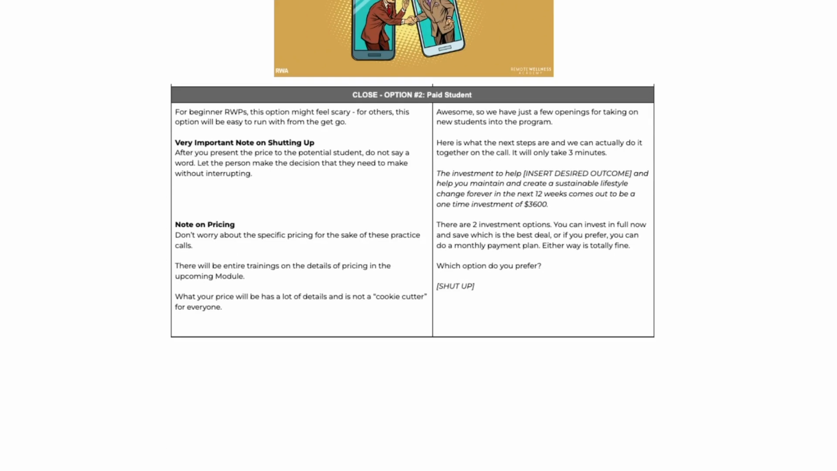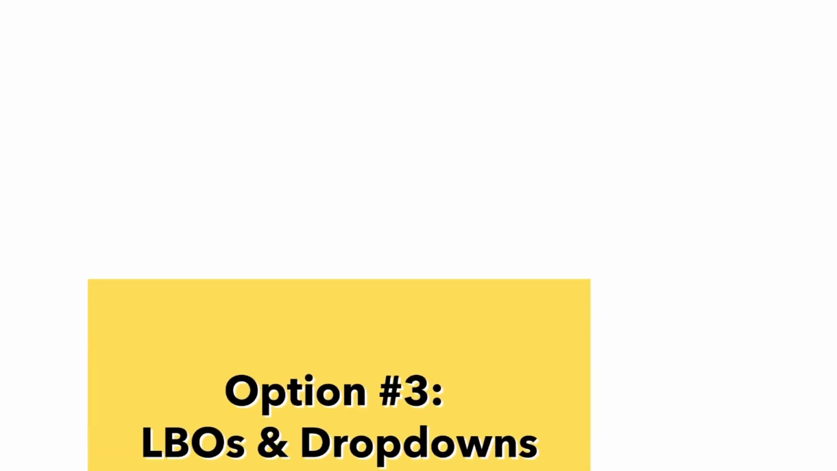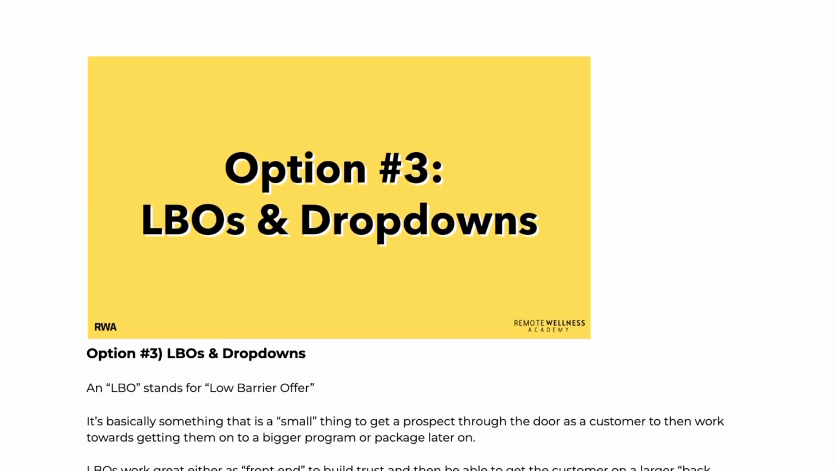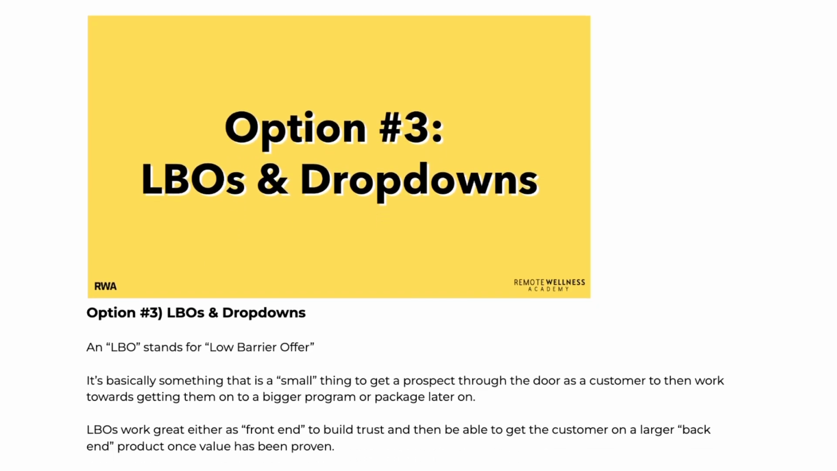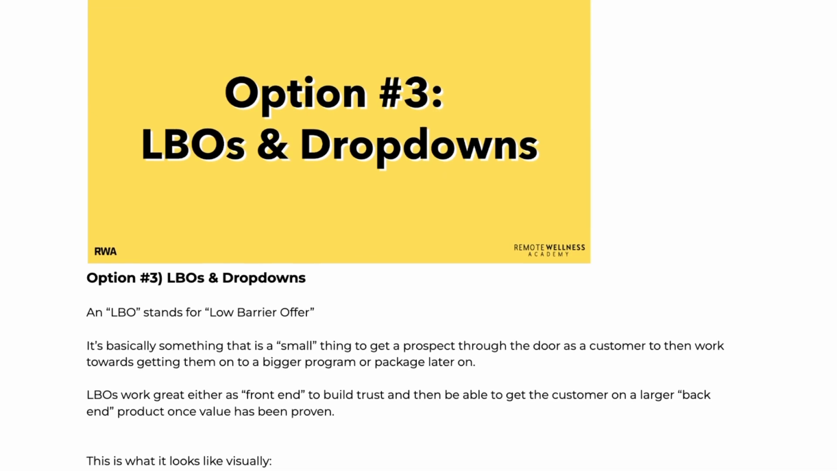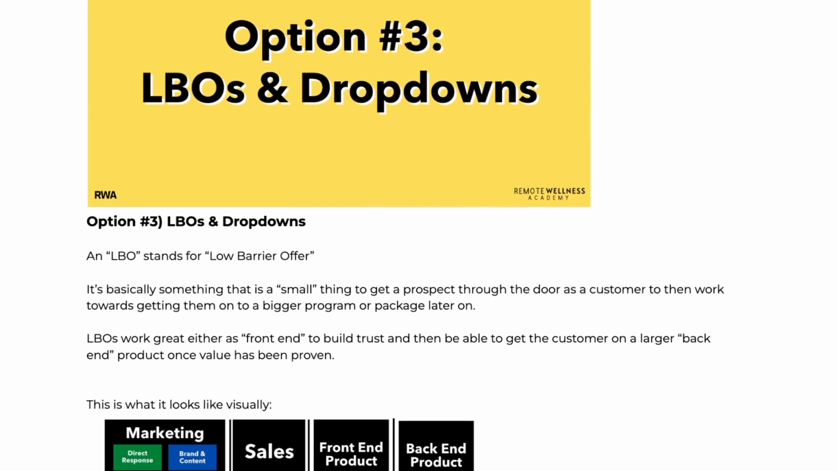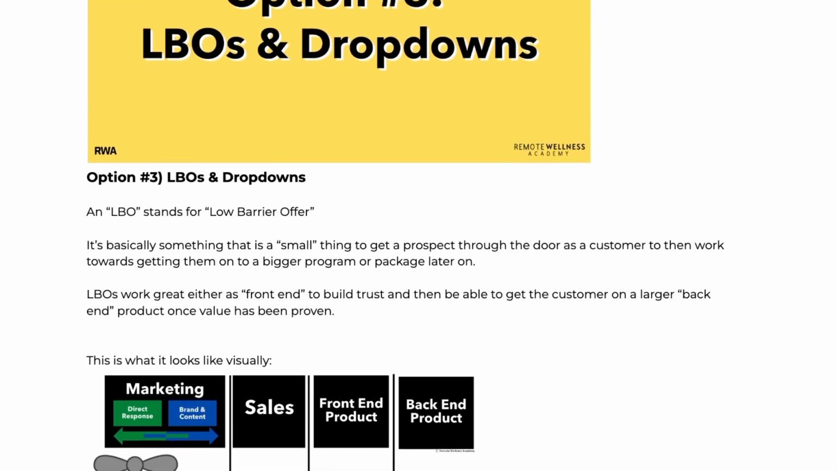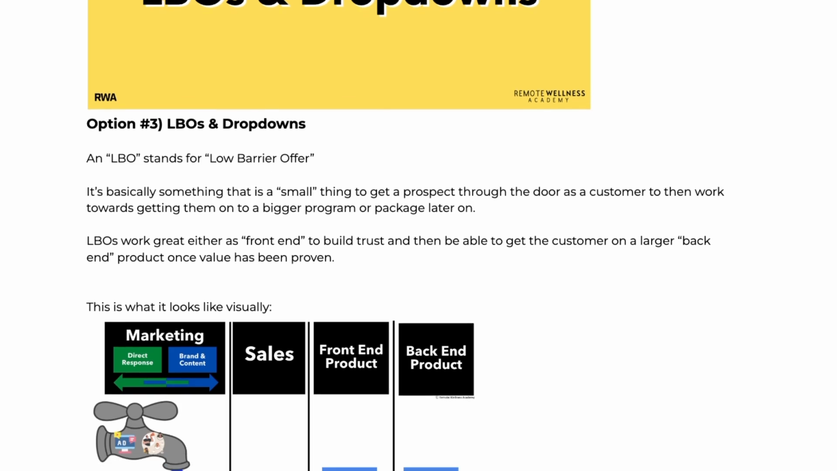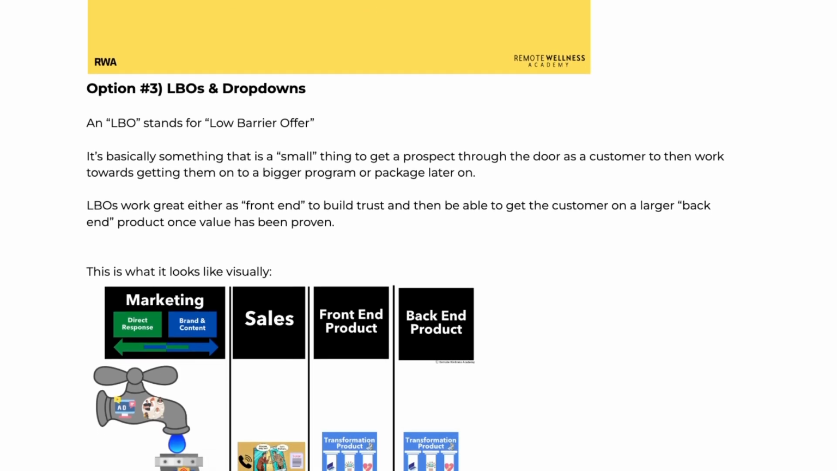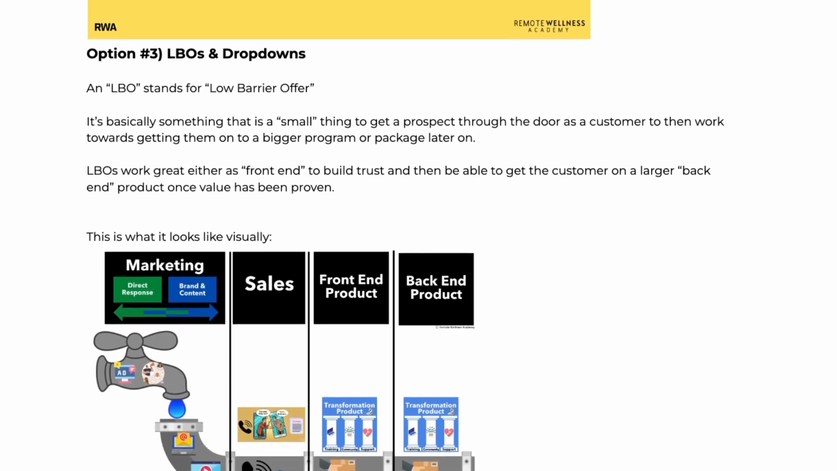And then option number 3 is what we call LBOs and drop downs. So an LBO stands for a low barrier offer. It's basically something that you give on the front end as a small thing in order to get a prospect through the door, so that they become a customer, and then you're working towards getting them into a bigger program or a different package later on.